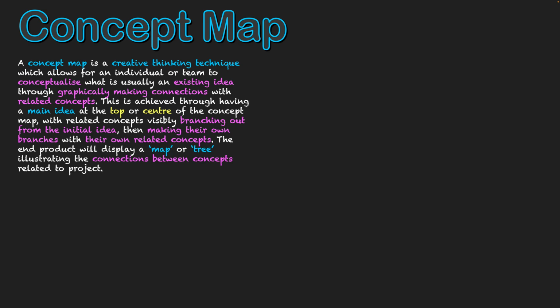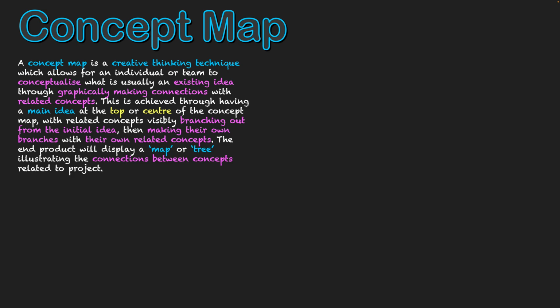This is achieved through having a main idea at either the top or center of the concept map, with related concepts visibly branching out from the initial idea, then making their own branches with their own related concepts. The end result will display possibly a map or tree-like illustration with the connections between the concepts for the related project.